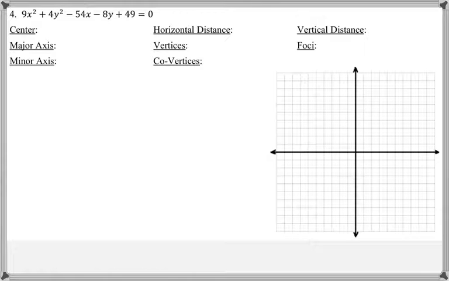On question number 4, I need to first get this equation into the correct form so that I can read the information and draw my ellipse. And I do that by completing the square. But before we can complete the square, we need to organize the terms. So I want to put the x squared next to the x and then leave a space, and then put the y squared next to the y and then leave a space, and then move the constant to the other side.